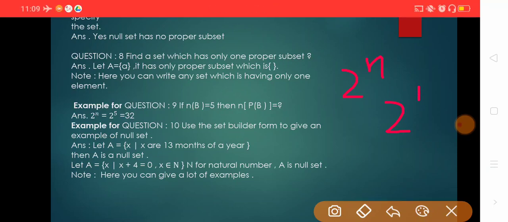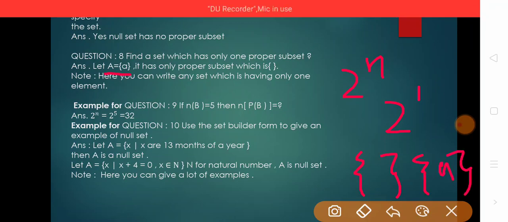This should be like this. So we are going to make two subsets out of this. The first set is the null set and the second one is A. So the null set is the proper subset of this set, just because in set A there is a null set as well, plus there is an element of A.